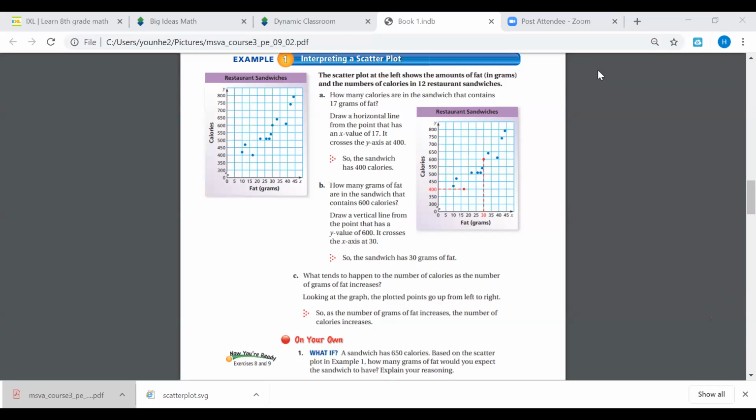So completing number 1 on your own right now is optional, but I'm going to ask you just to freeze the screen. So if you would like to try it, you can. And I'm going to show you the answer here in a moment.